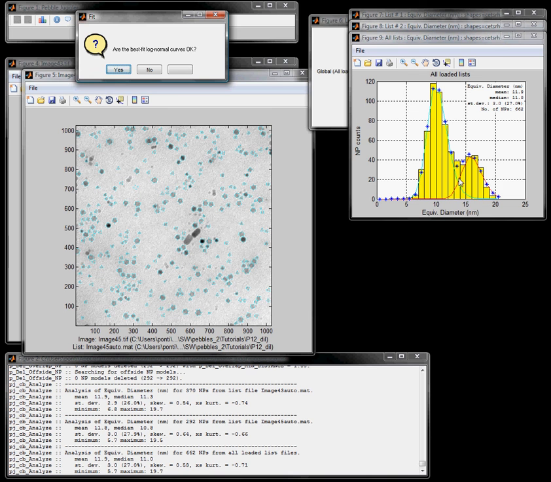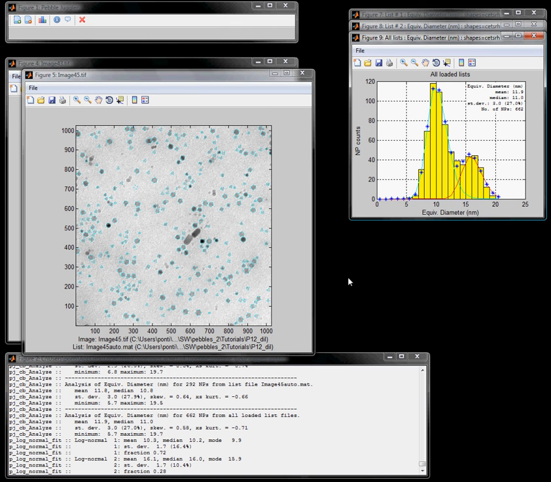The light blue and red lines are the two composing log normal distributions, and the blue stars represent the global log normal distribution, that is the sum of the two log normals. I think that I'm satisfied with the fit results, so again I press yes. In the log window you can find the results.